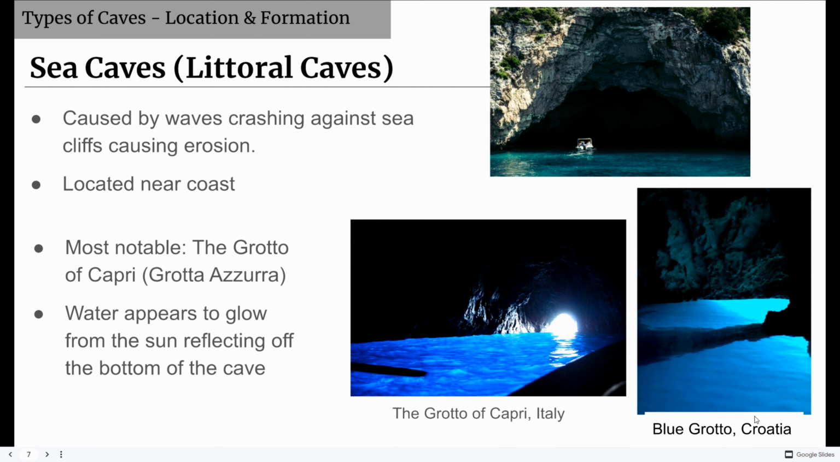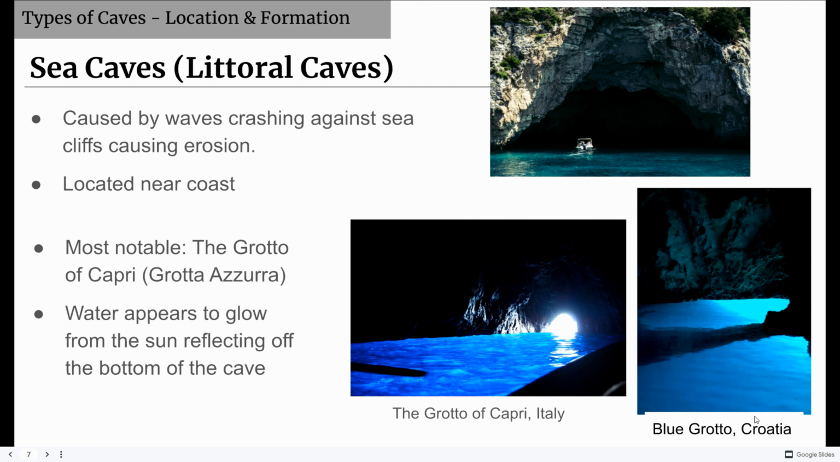The top image here is the entrance to a sea cave. The bottom two images are of grottos. Now, not all grottos have this blue light to them. Some of them are green. Some of them are actually made by man. So they're not natural grottos, they're human-made grottos. These two images here are natural grottos.